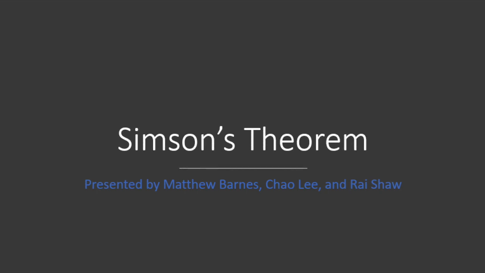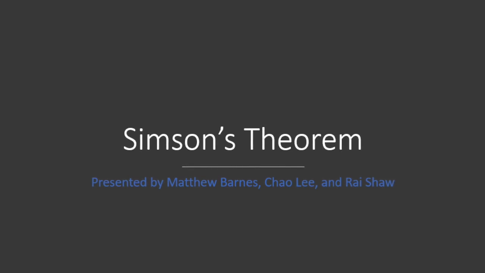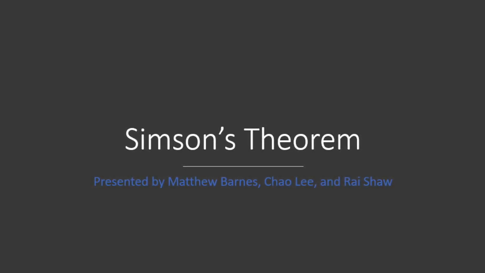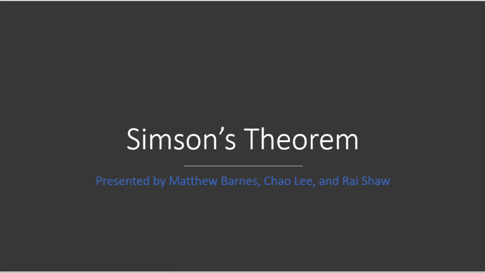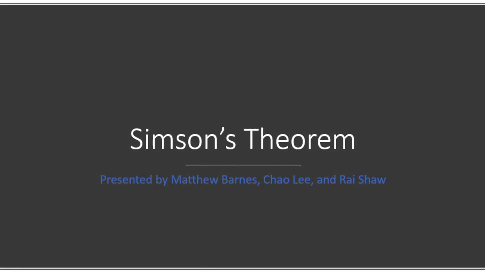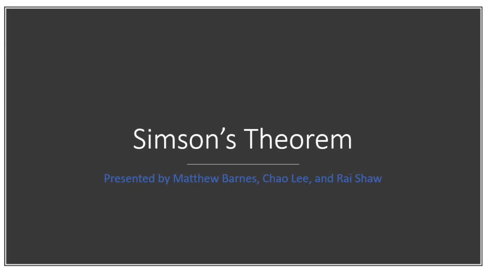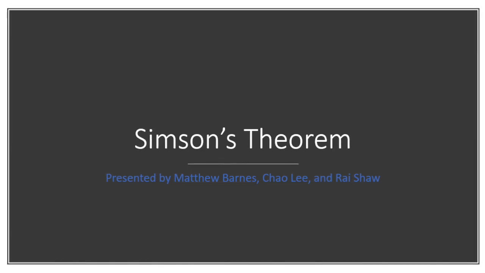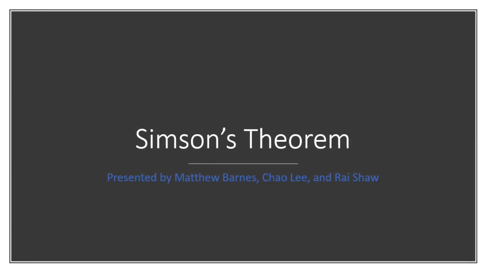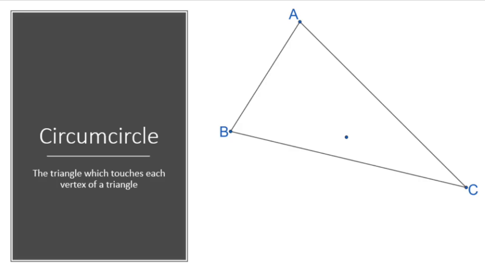So our project will be done over Simson's theory. The theory was founded by Robert Simson, who was a professor of math at the University of Glasgow from 1711 until 1761. Something cool about him is that the Simpson line was named for him, but he actually didn't discover it. Anyway, this project was done by me, Ray Shaw, Chow Lee, and Matthew Barnes.